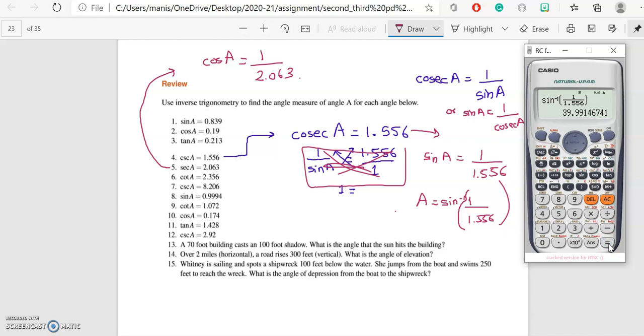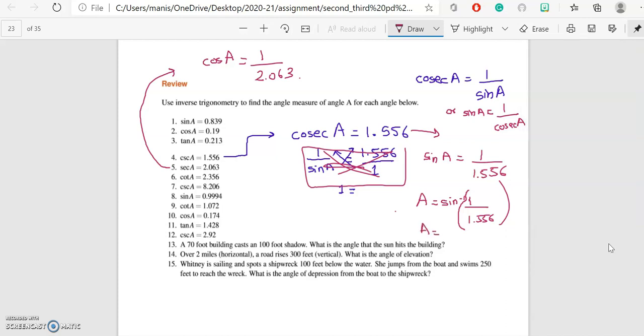39.99 degrees. I can also write as 40 degrees also. Okay, so I'll write A is equal to what, people? A is equal to 40 degrees for this problem. This is how you will be solving question number 4, which are in the form of the remaining 3 trigonometric ratios. You will be solving this by this method.